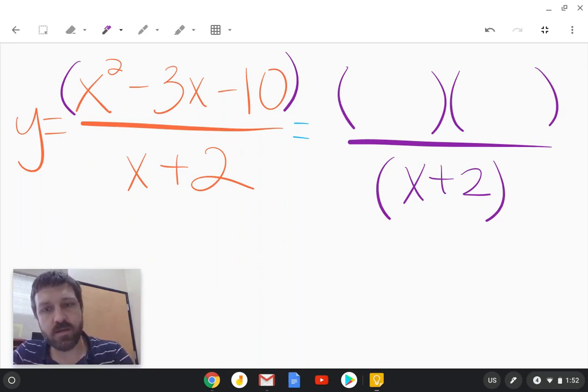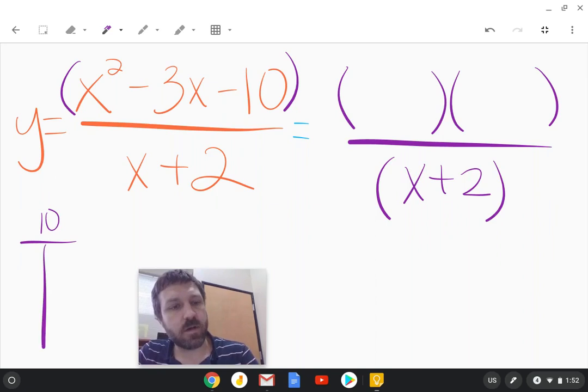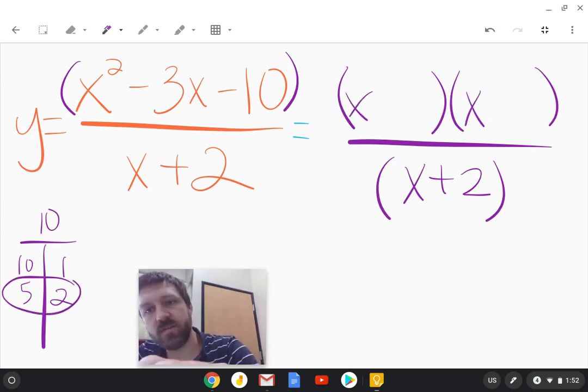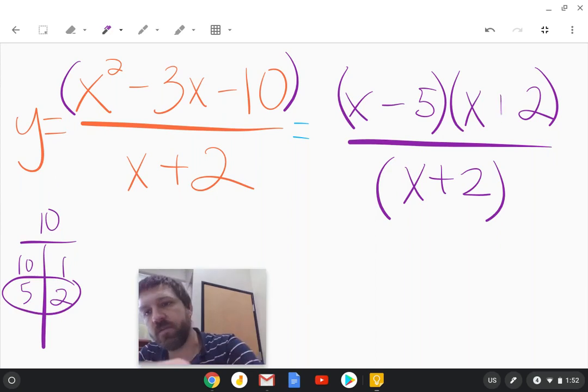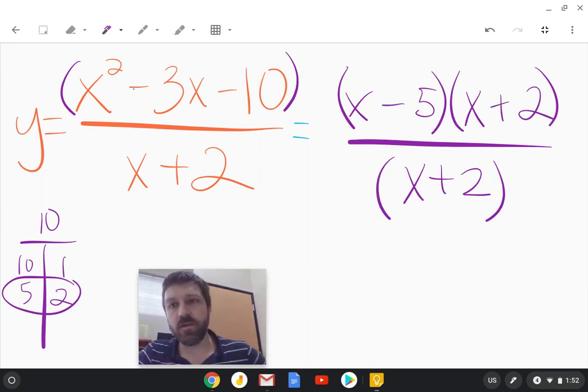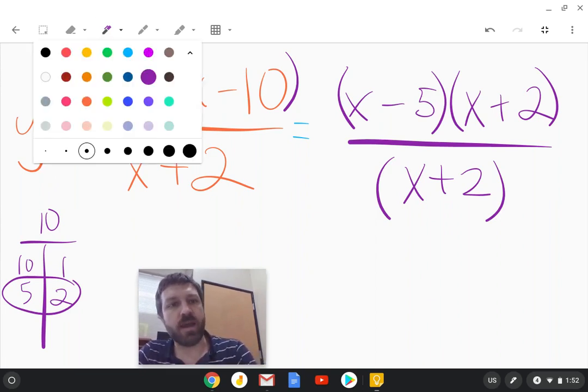We know that 10 has factors of either 10 and 1, 5 and 2. And if I want to make -3 out of those, I'm going to use 5 and 2. So I'm going to have x and x, 5 and 2. Again, I'm just doing basic trinomial factoring. And it's going to be -5 and +2 because -5 plus 2 makes -3. So this is what I would get here in purple if I simplified.